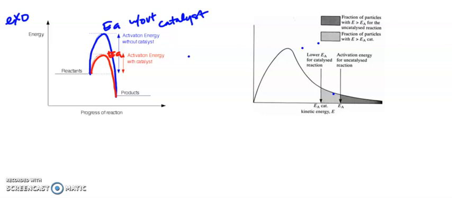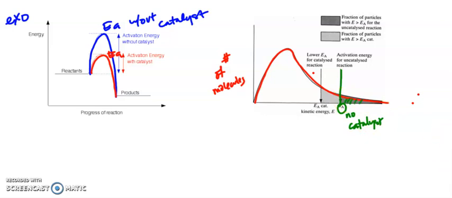If we look at this like the other graph we were drawing before, that Maxwell-Boltzmann one, we've got our number of molecules on the y-axis, we've got our energy on the x-axis, and we're not changing temperature, right? So here's our line. But look at the difference here. Let's go here first. Here's our E sub A for no catalyst, right?